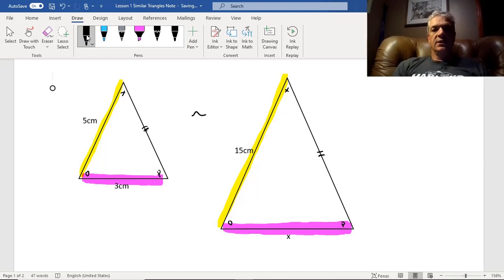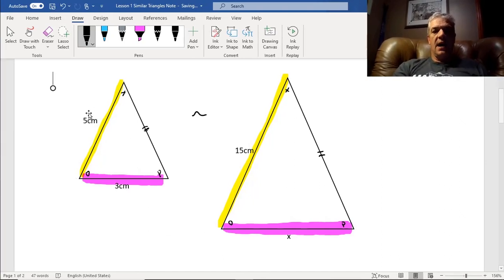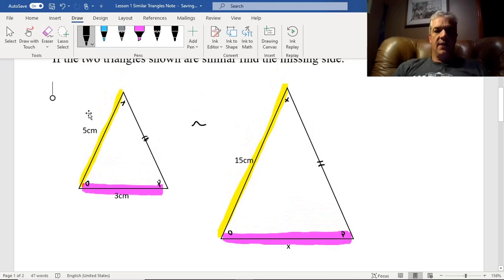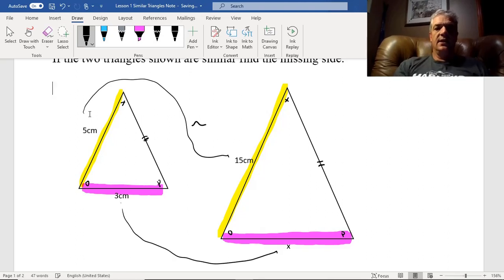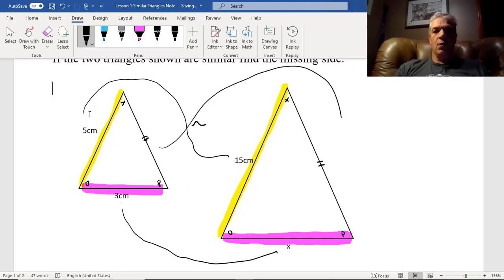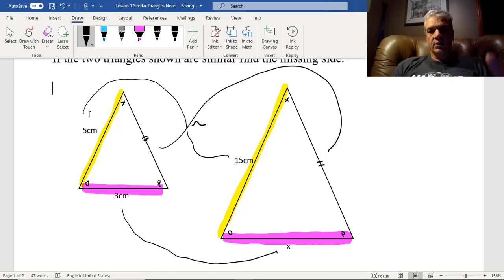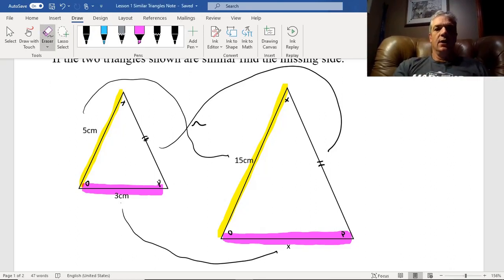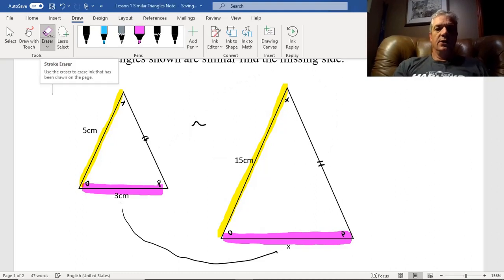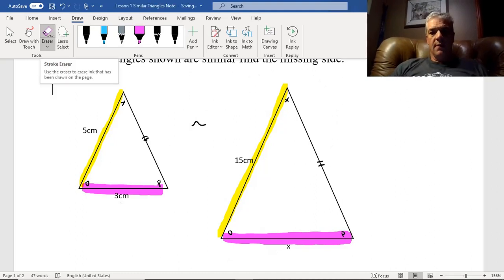What you can start to see here is that this 5 is similar and connects to this 15, and then the 3 connects to the X, and these two sides that we don't really know tie to each other as well. So just by drawing lines to each other, that helps as well. I find that it's a little messier, and so I tend not to encourage it with my students because it makes the solution quite messy.